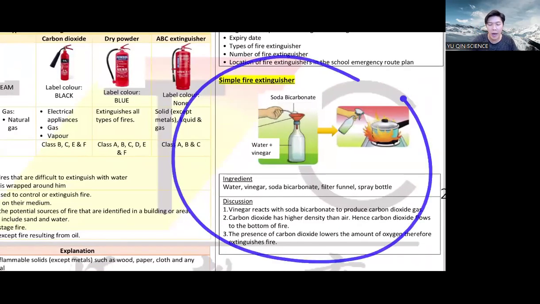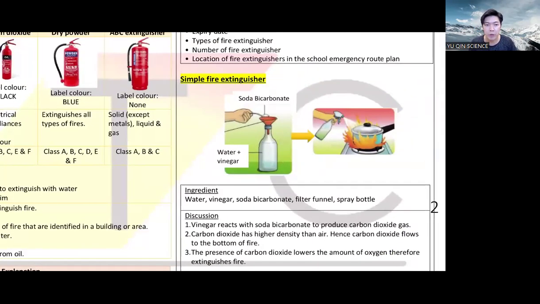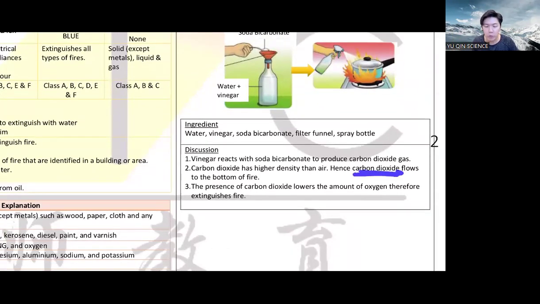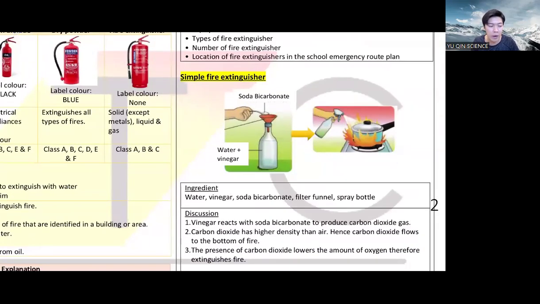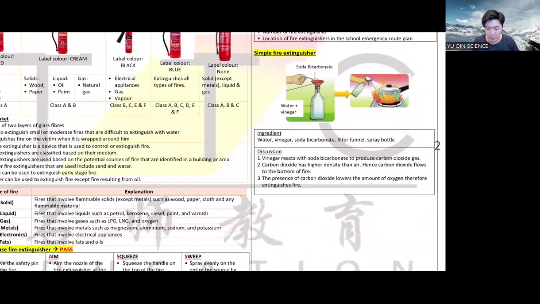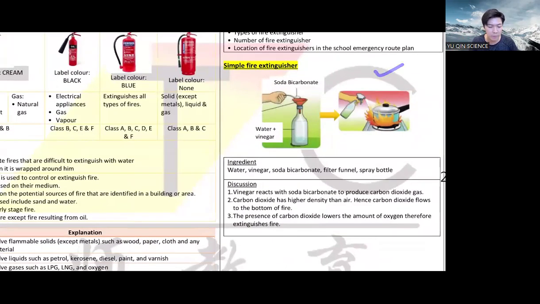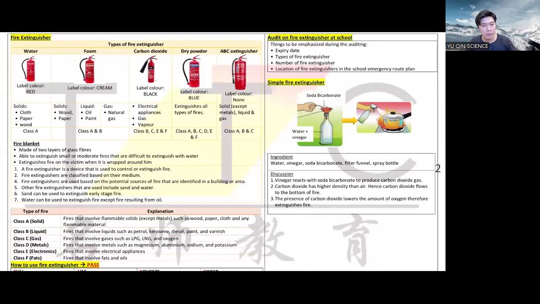Chapter 2. So there's this DIY fire extinguisher that you want to know about, using vinegar, water, and soda bicarbonate. When all these are mixed together, it produces CO2. CO2 is a good extinguisher. Combustion requires oxygen, so CO2 kills the oxygen, so no combustion, and you spray it on the fire. Just to let you know, sometimes they ask you to draw a simple fire extinguisher. This is the one that we're talking about. Okay, voila, chapter one is about that.